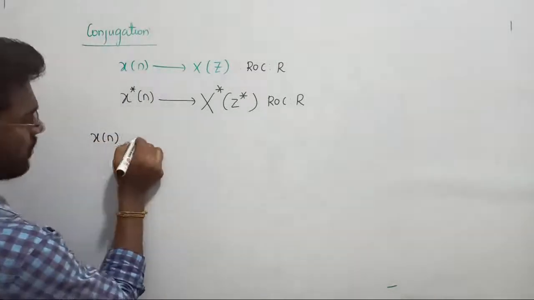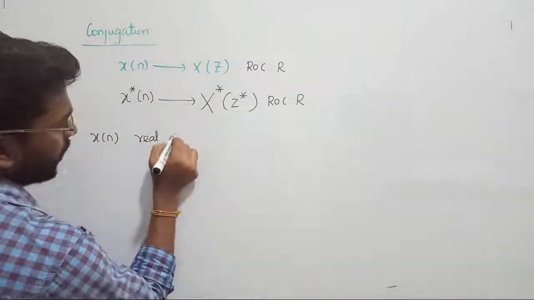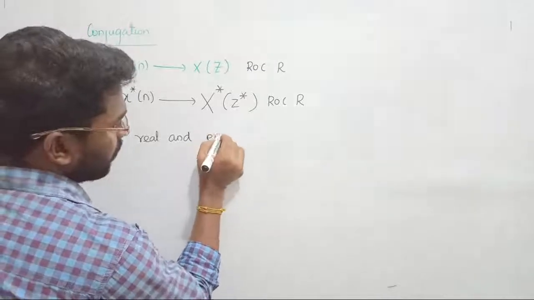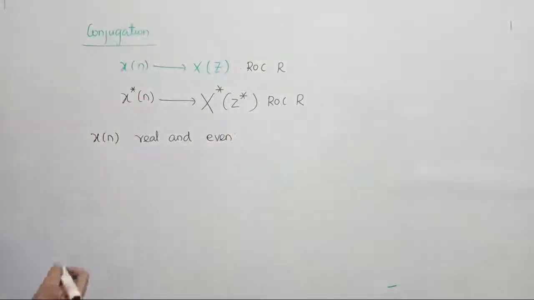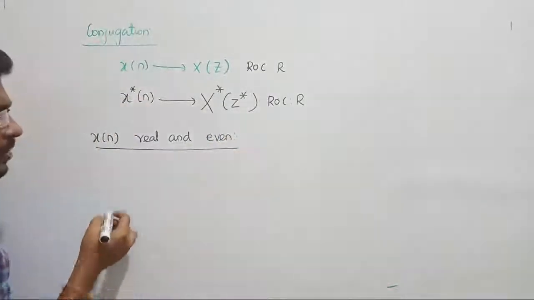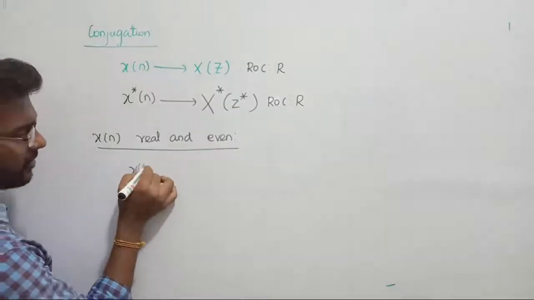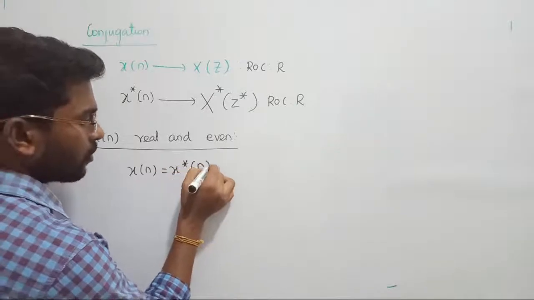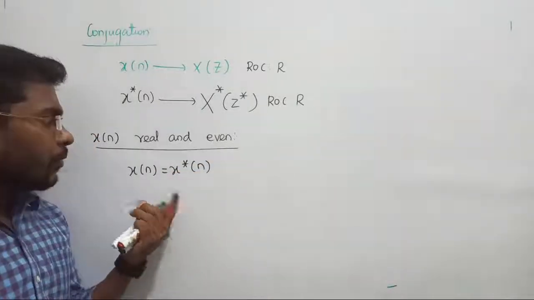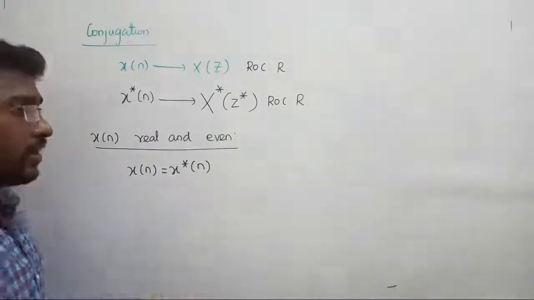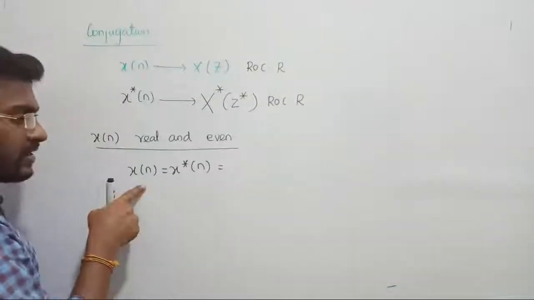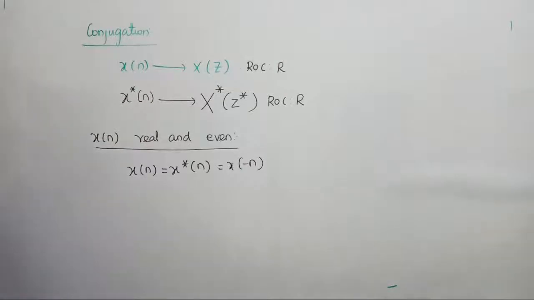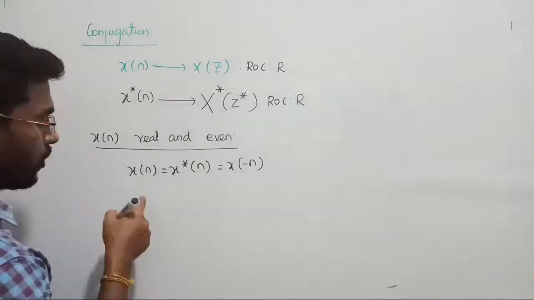If x of n is real and even, right? Next property: first we saw real, and now x of n is real and even. Then what happens? If x of n is real, then x of n should be equal to what? X conjugate of n. Yes or no? Do you agree? Real property of x of n: x of n equals x conjugate of n. Even: x of n equal to what? X of minus n.